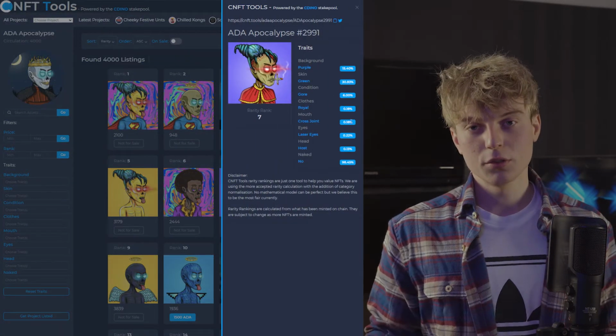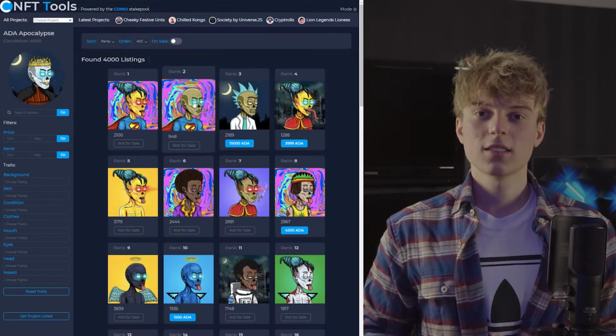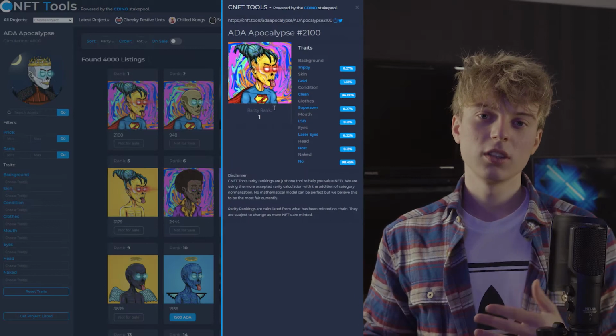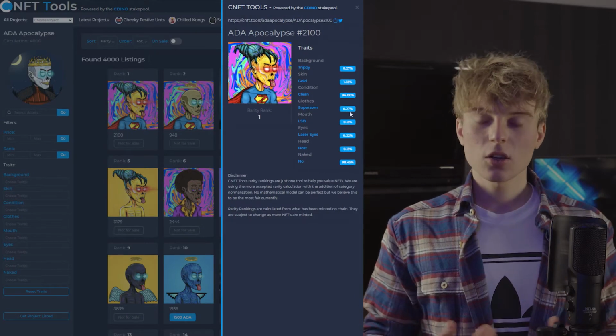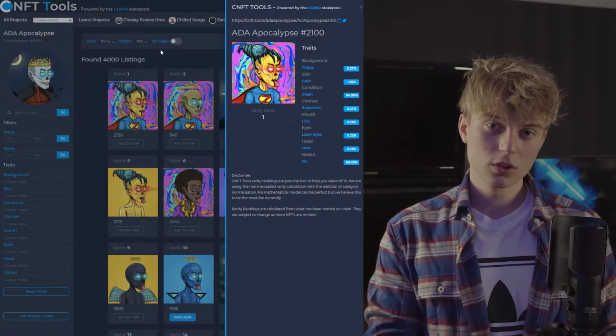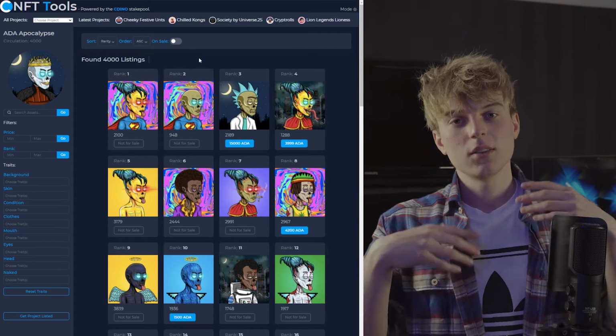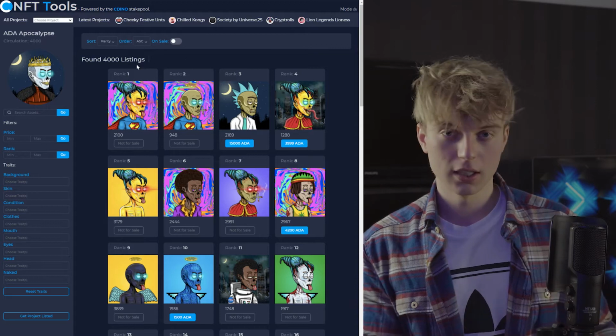If you have an NFT with a lot of rare traits, your rarity score gets higher, and if you have a higher rarity score, your NFT gets sold at a higher price. Based on these stats from CNFT Tools, some NFTs are worth more than others because now it's possible to evaluate the rarity of an NFT.